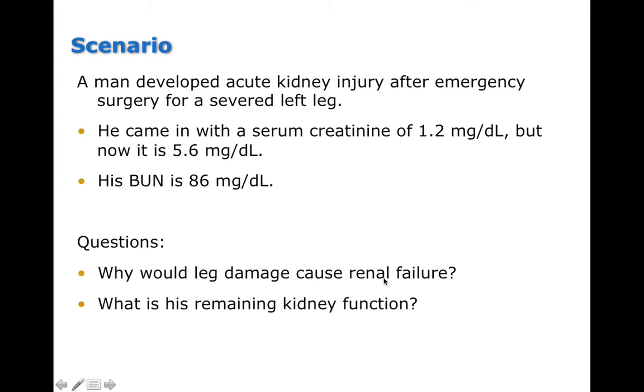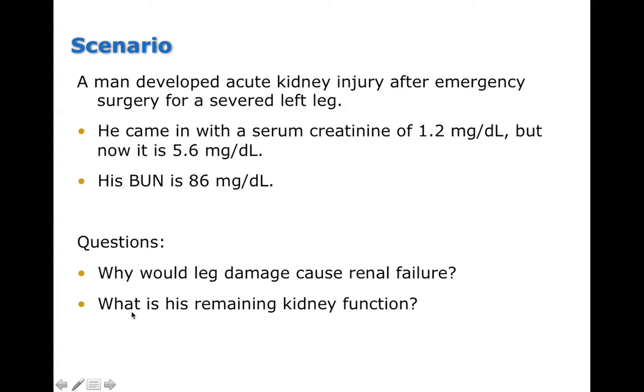The second hypothesis could also be that from a severed left leg, he may have lost a lot of blood from that injury and is now in hypovolemic shock, and that due to a decrease in blood flow to the kidneys, you're seeing an accumulation of wastes within the blood itself.